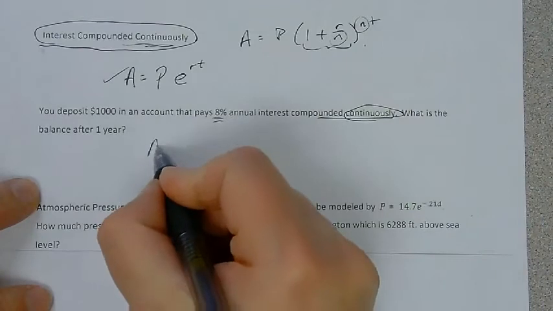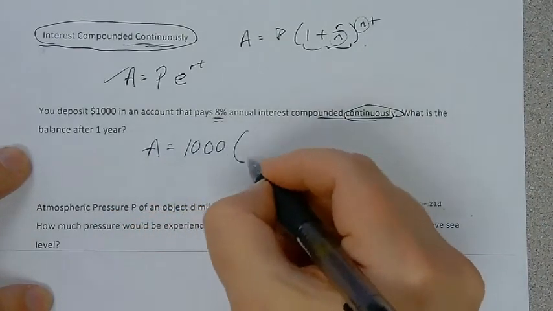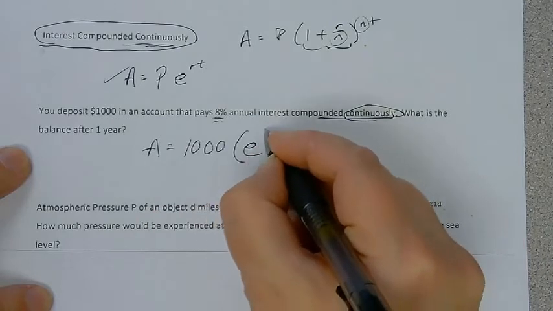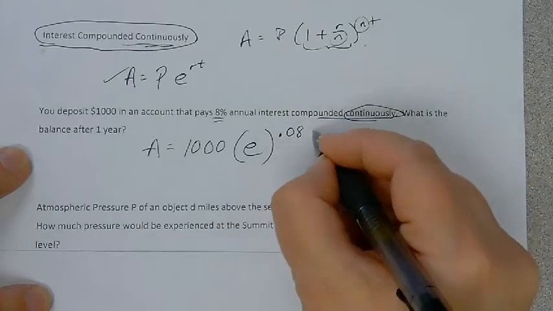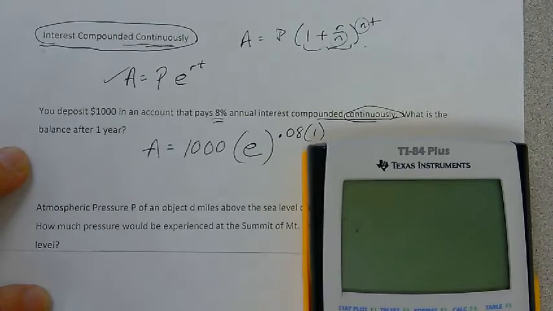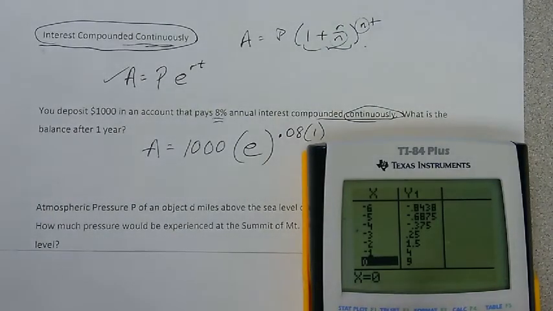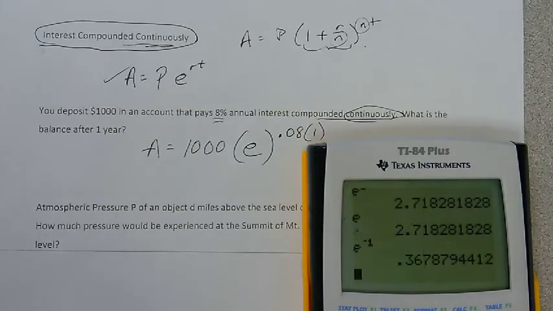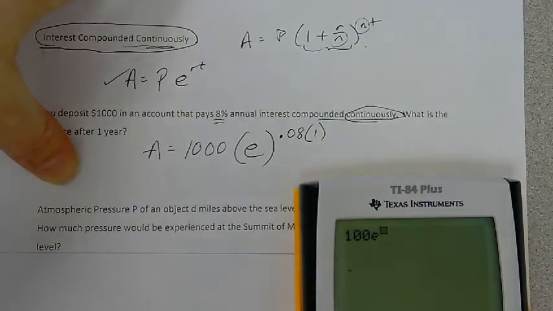So the amount that I'm going to end with is going to be 1,000 times e to the 0.08t, and in this case, it was compounding for 1 year. I'm just going to plug that straight into my calculator. And if you have the TI-30, it'll go in that calculator too. So let's do 1,000 e to the 0.08 times 1.